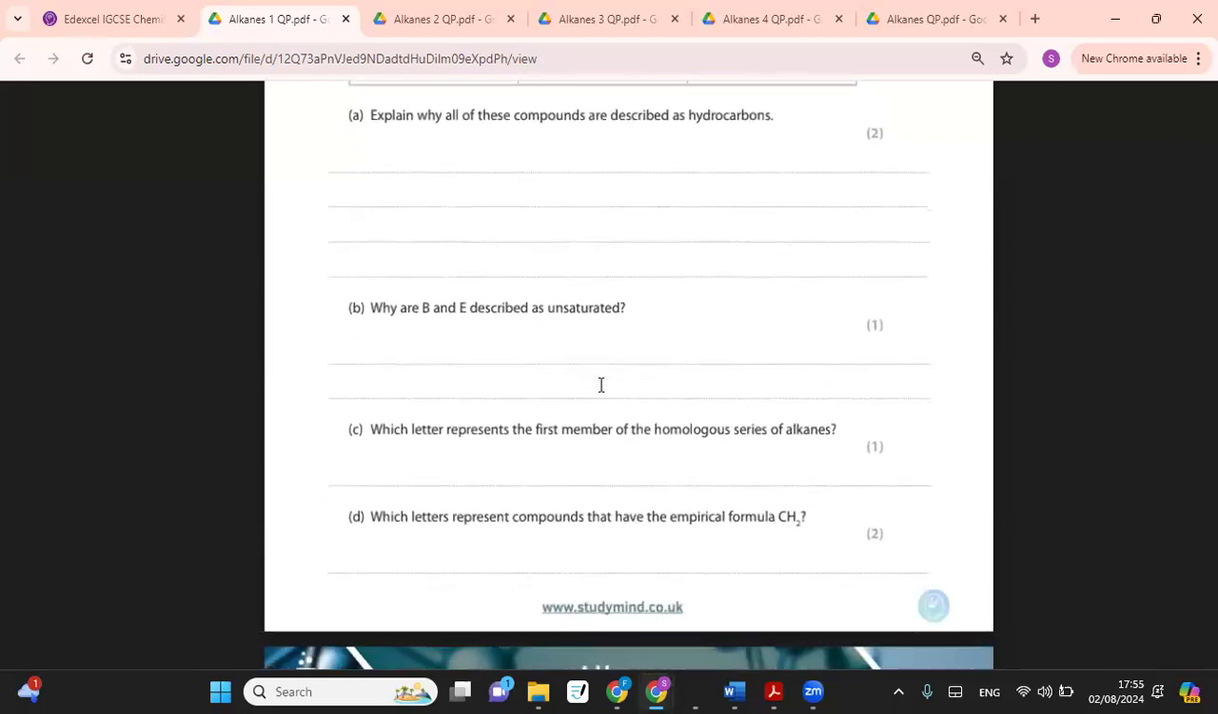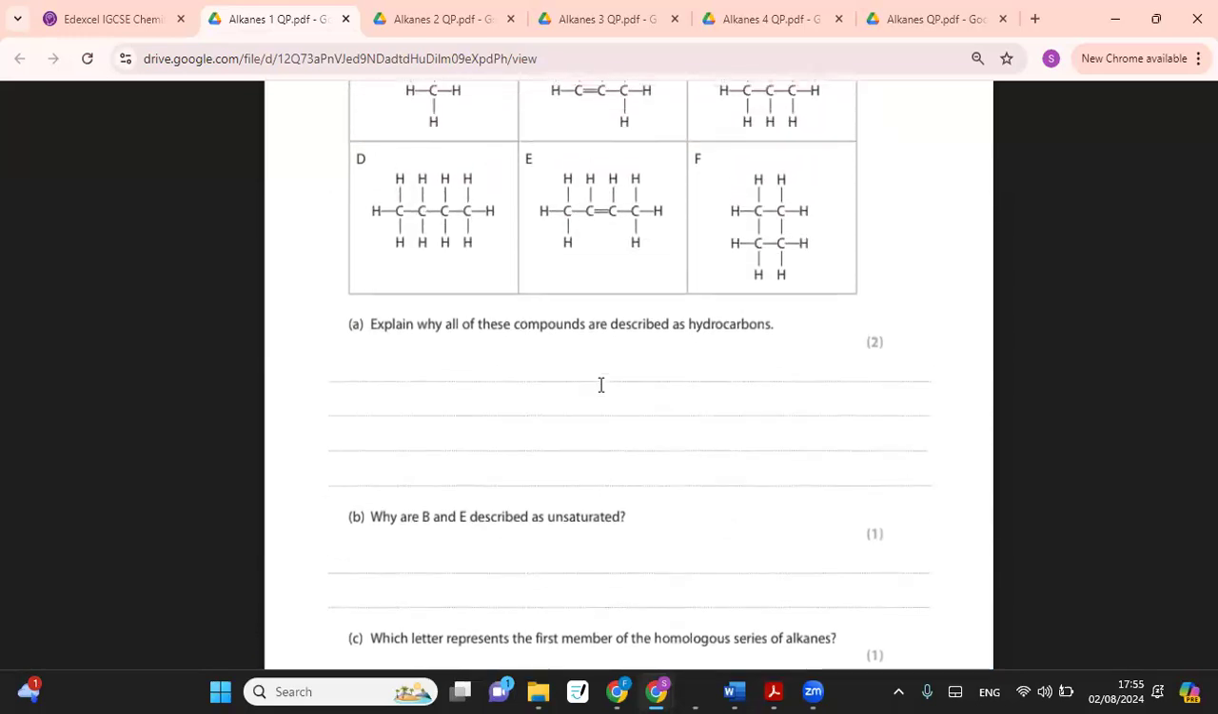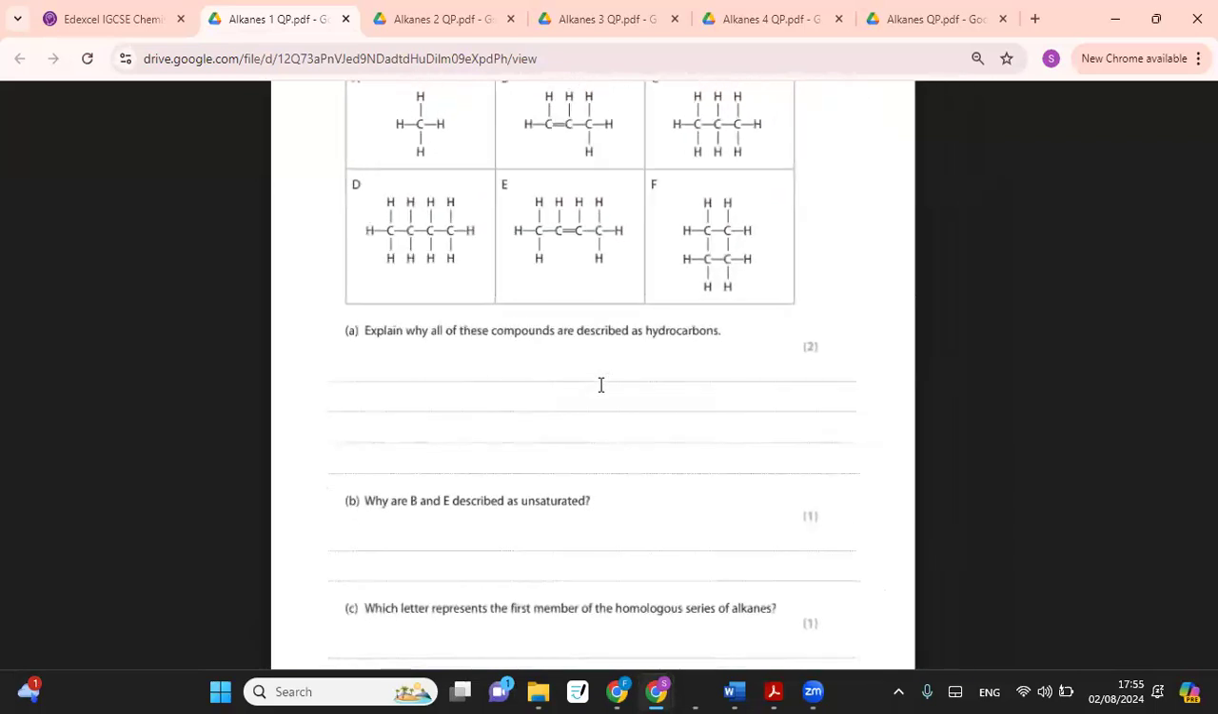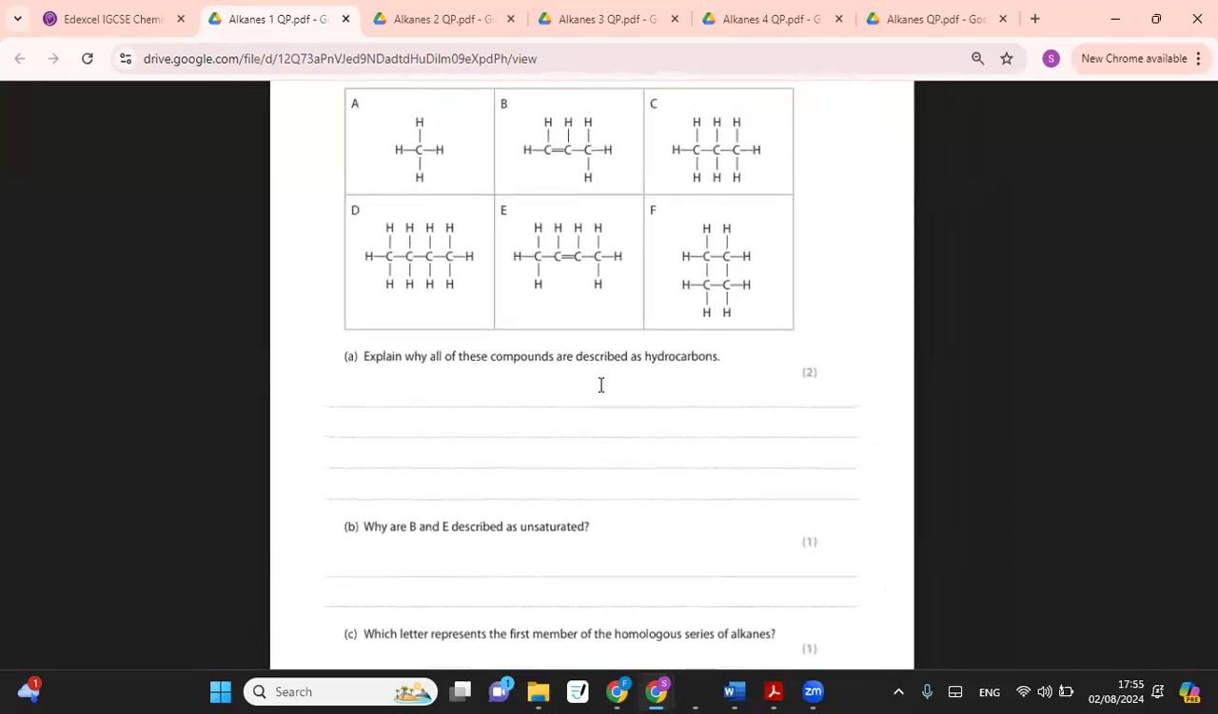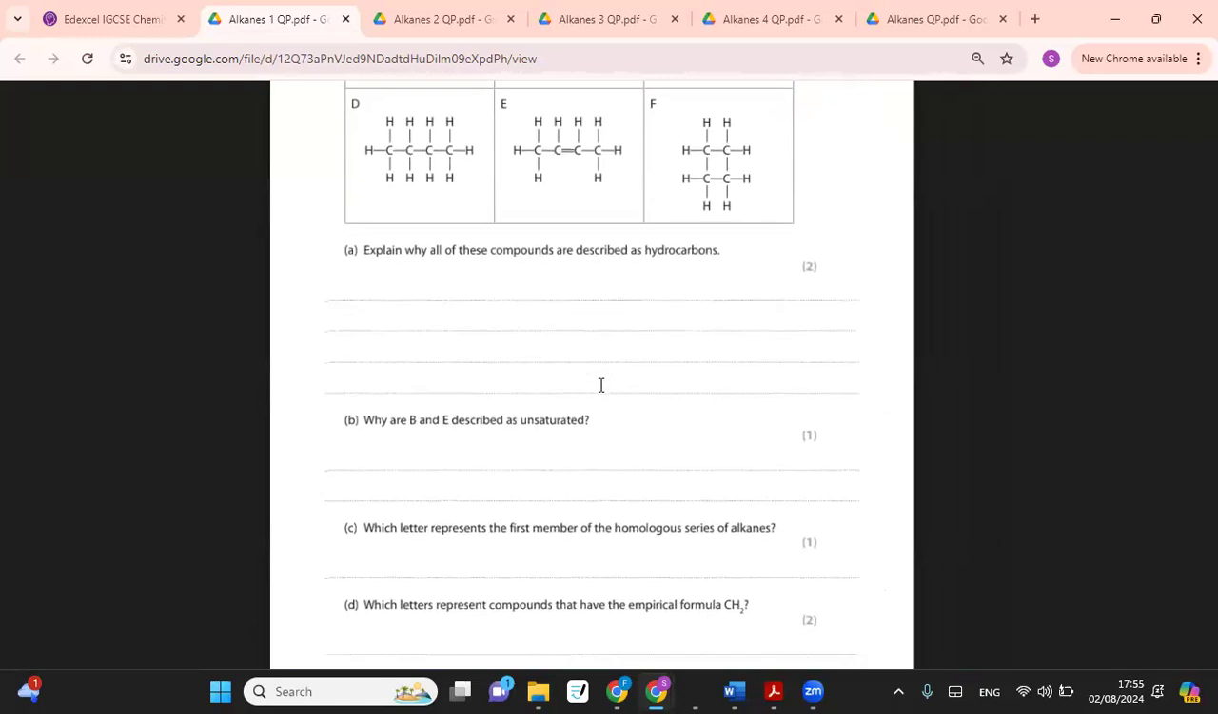Which letter represents the first member of the homologous series of alkanes? A. Yes.